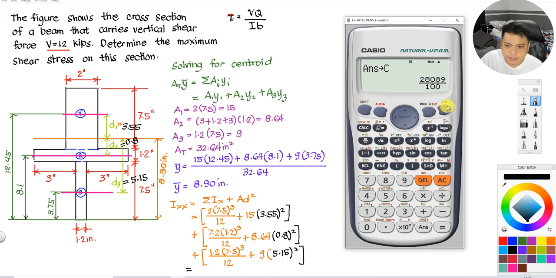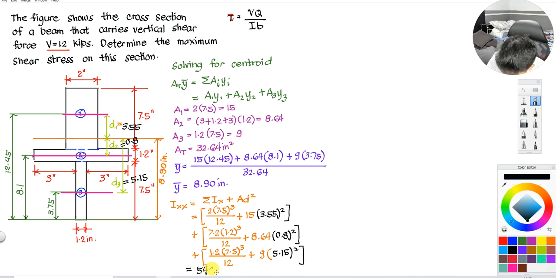Okay? So, ibig sabihin yung sum ng tatlo, alpha A plus alpha B plus alpha C, so equal to 546.81 inches to the fourth. So, meron akong I. Okay? So, now, ano na ngayon yung aking Q? Meron na akong I eh. So, ano na gagamitin kong Q?